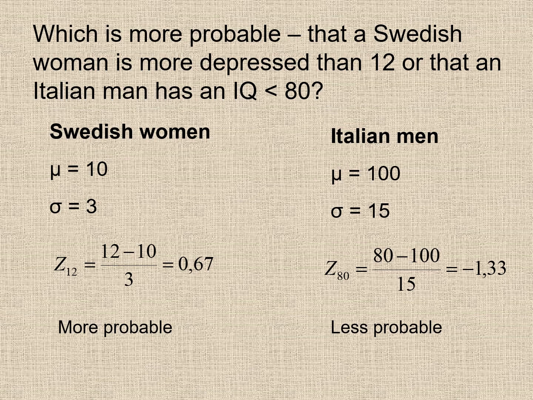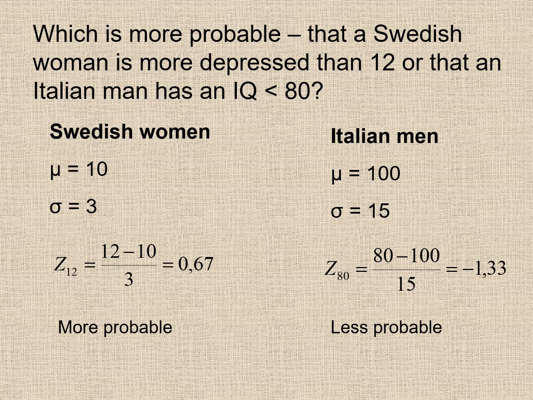While for an Italian man to have an IQ that is less than 80, how many standard deviations does his value have to deviate from the population mean? Well, we calculate how many standard deviations the value 80 deviates from the population mean. We take 80 minus 100 divided by 15, and we get the value of minus 1.3.